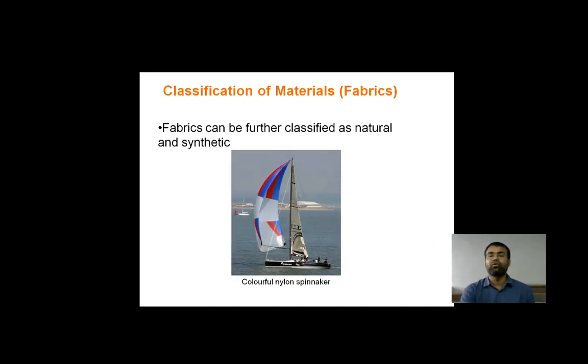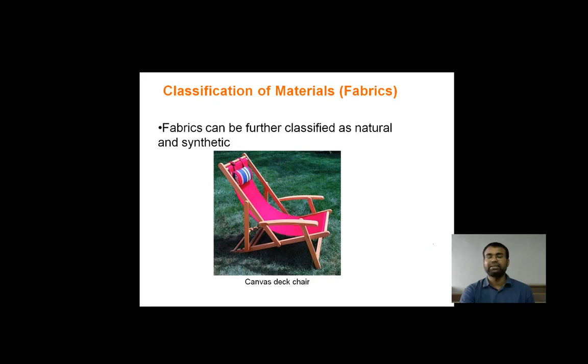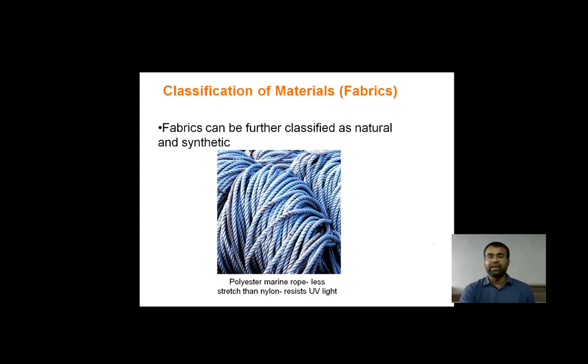So this colorful nylon spine maker is obviously not the natural one. It is made from this particular synthetic material. And this canvas deck chair is also made from some kind of fabric created from wool. And this polyester marine rope has less strength than nylon and resists UV light also. So these things need to be taken care of.